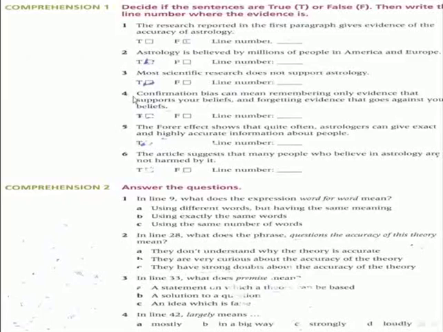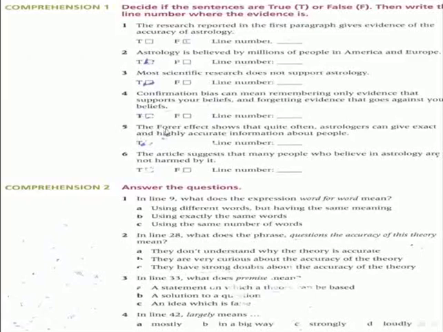Question number 4. Confirmation bias can mean remembering only evidence that supports your beliefs and forgetting evidence that goes against your beliefs. Right? The answer we choose here is true. Where do you find the confirmation bias? Line numbers between 48 up to 51. Here we write 48-51.